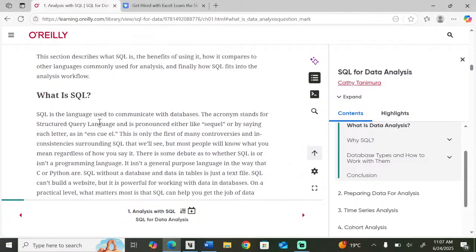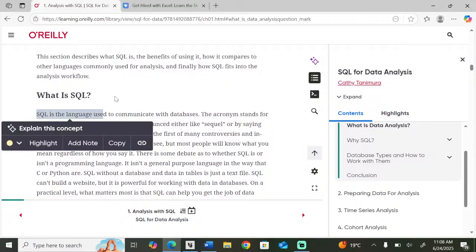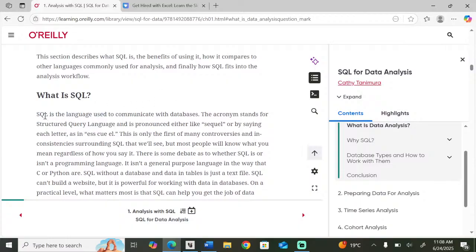What is SQL? SQL is the language used to communicate with the database. Okay, so SQL is a language we use to talk to the database. The acronym stands for Structured Query Language. So the S stands for structured, Q stands for query, and L stands for language. When you combine those three letters, it forms what we call SQL.